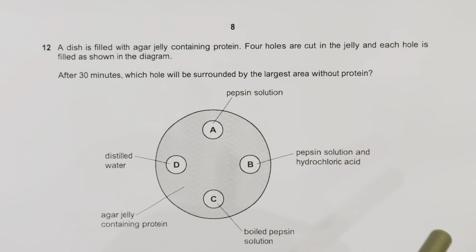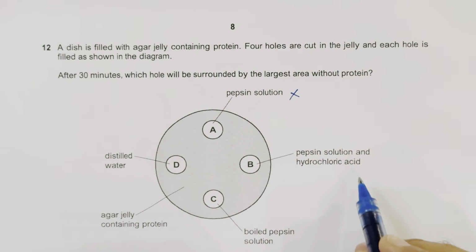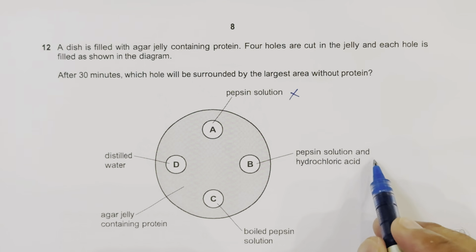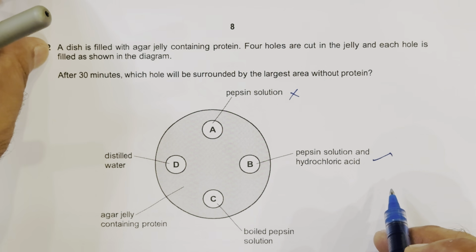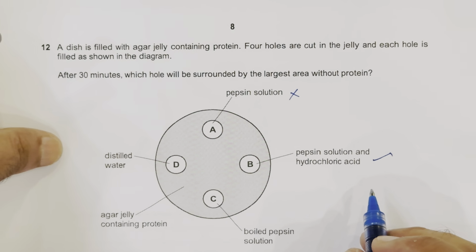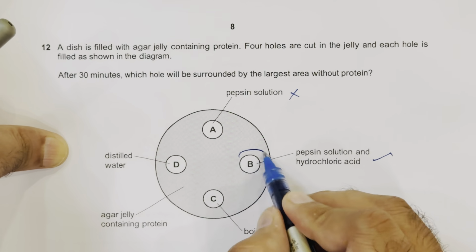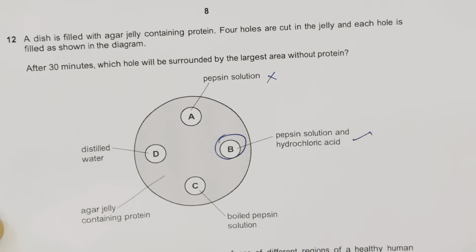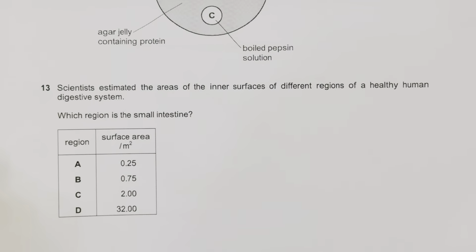We know that protein is digested in an acidic solution. So this is wrong. Pepsin solution and hydrochloric acid, so this is the right option. Option B is the right choice for question number 12. Moving to question number 13.